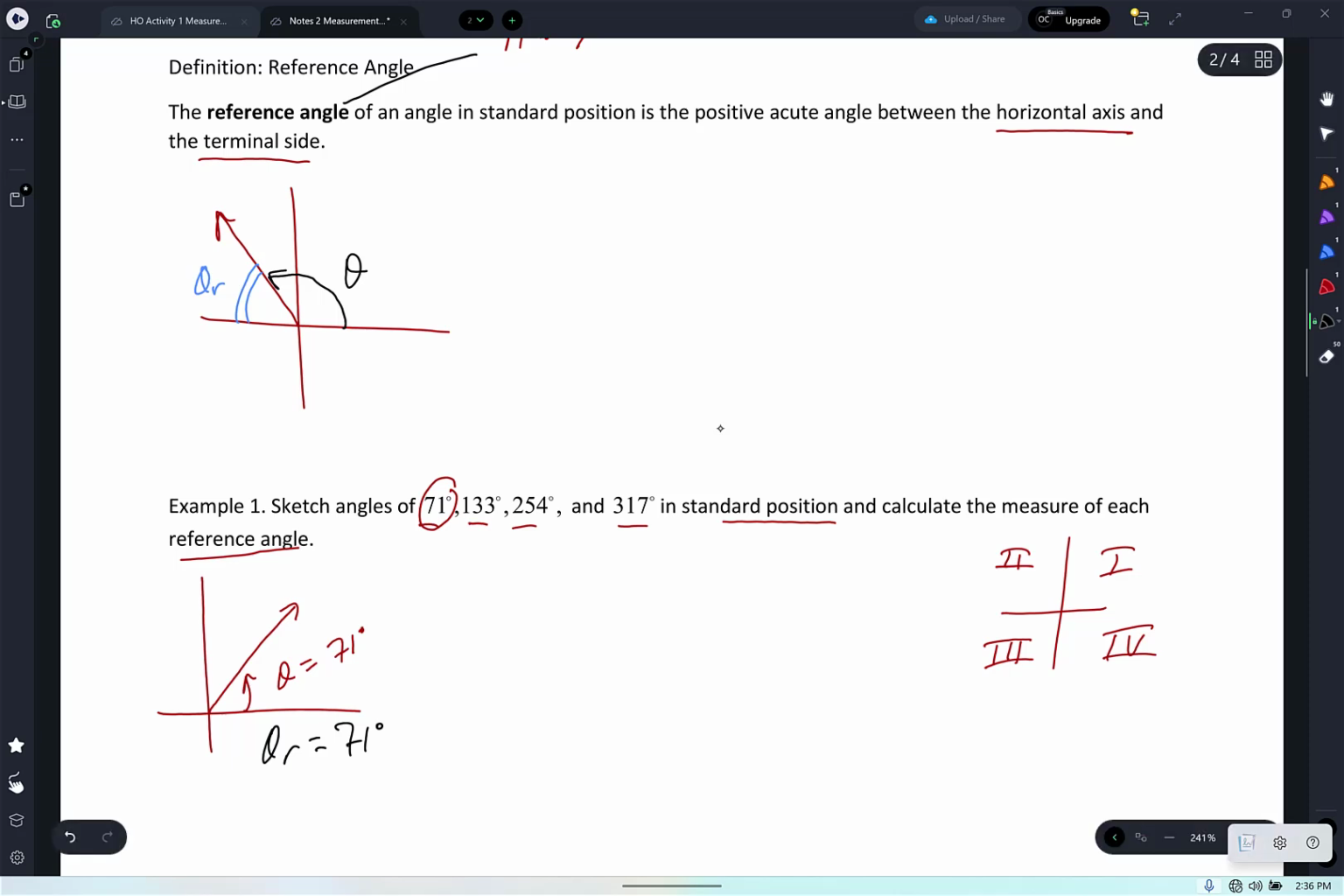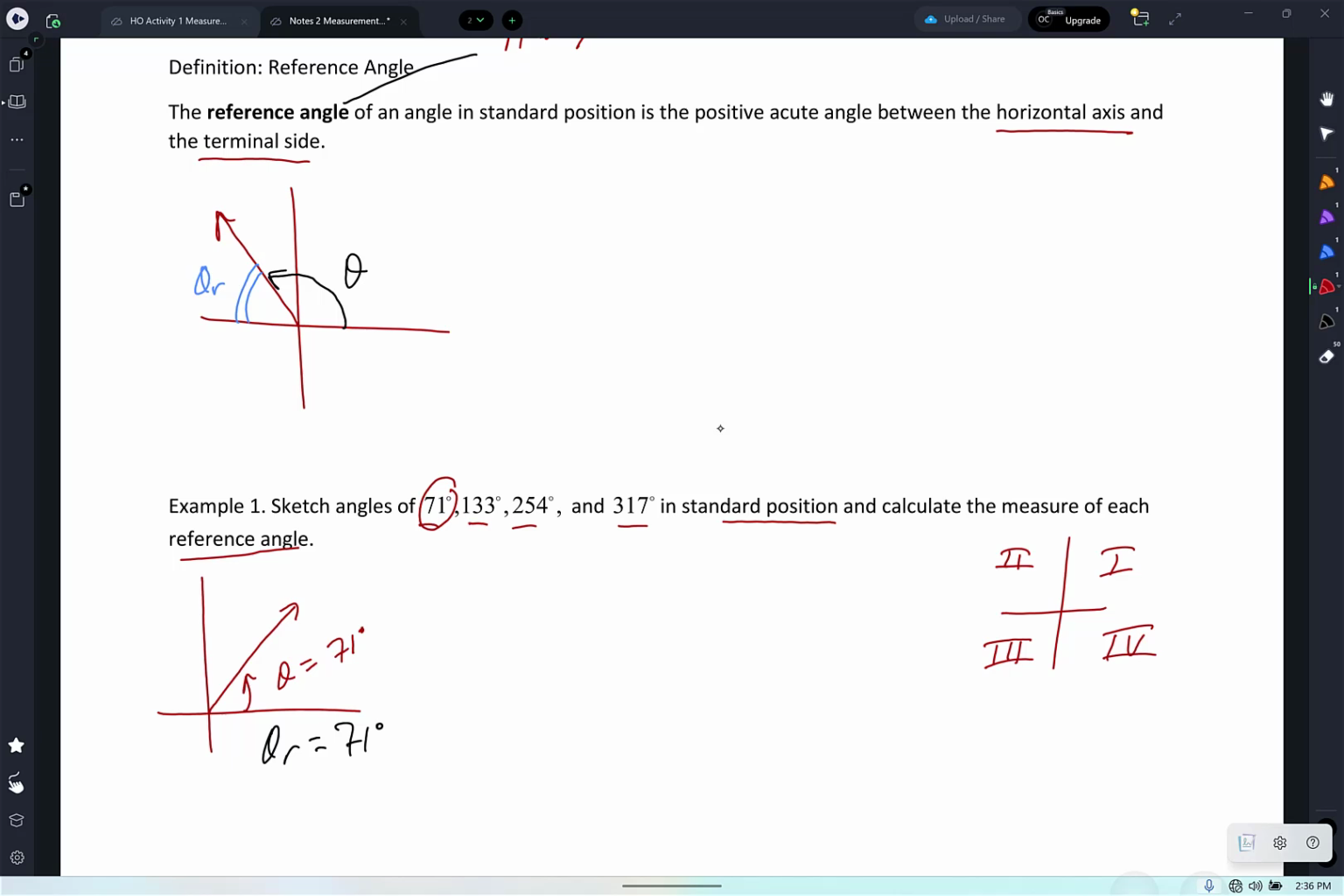If it's in quadrant 1, yes. Unless you're in quadrant 4 and you go negative and then you just take the absolute value of it. Because in quadrant 1, it's already acute. It's already below 90 degrees and it's already with respect to the horizontal.